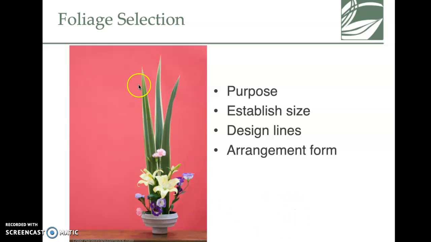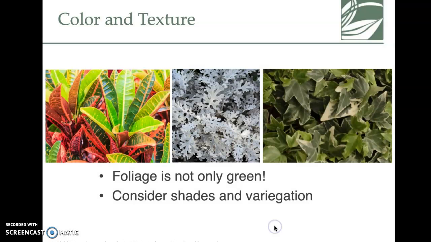So you can see here these long leaves are giving a lot of height to make that a linear arrangement. So you need to look at the purpose, help it establish size. You can use it to design lines like they did here with these leaves, and it also gives it some form. Color and texture, you can add so much color and texture with these different foliage options. They're not only green. This is actually a Dusty Miller plant that they have in the middle here. You can see there's lots of different colors available. There's an ivy over here. Lots of shades and variations you can use through the foliage to help bring in different colors.